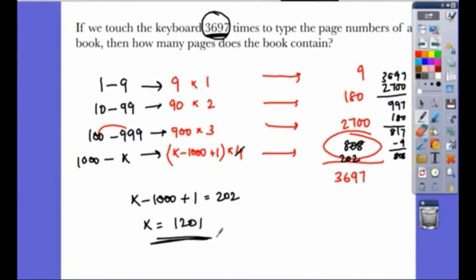Is it understood? Same as the previous question. But since we do not know the page numbers, I've assumed this to be X. And the same process is done. Equate it to the final value. You will get the value of X. And that's your answer.